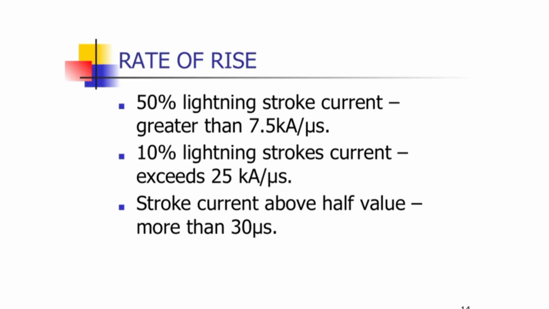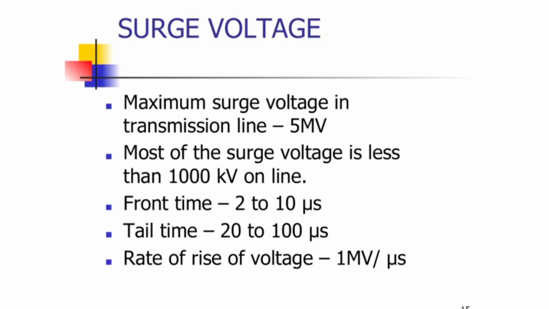When the stroke current is more than 30 microseconds, it will give the rate of rise. Then about surge voltage. Surge voltage means the transient voltage discharged from the cloud. These are the details: it will have a maximum of 5 megavolt and hits a line of 1000 kilovolt. The front time will be 2 to 10 microseconds and the tail time will be 20 to 100 microseconds. Then the rate of rise of the voltage will be 1 megavolt per microsecond. These are the details that we'll discuss under surge voltages.